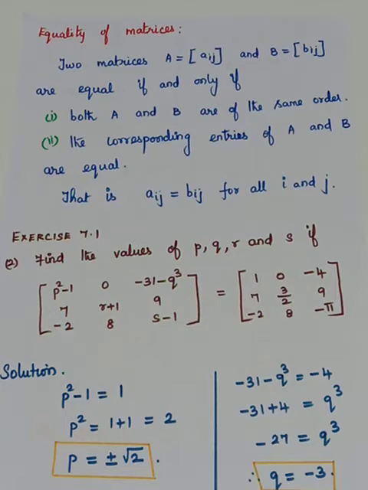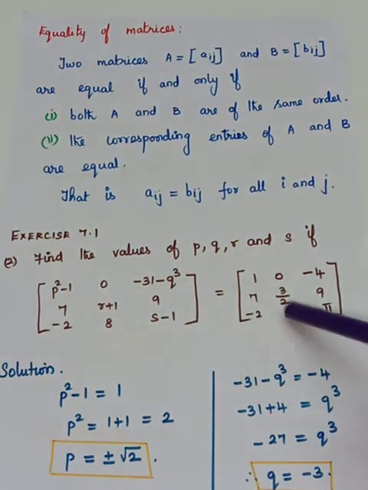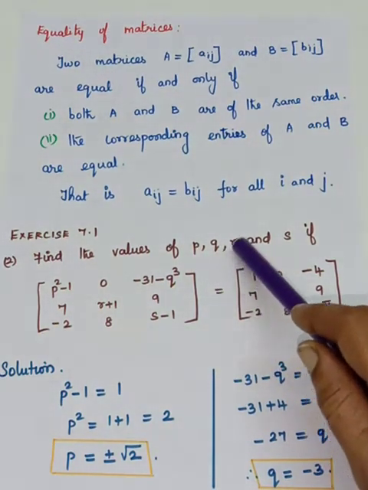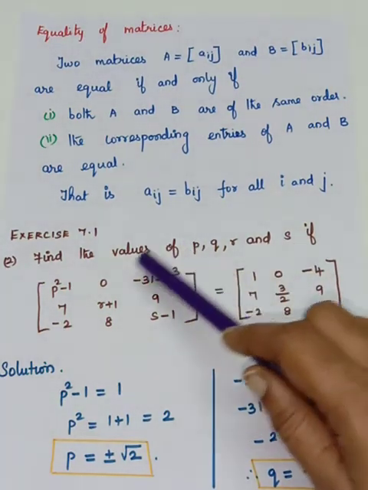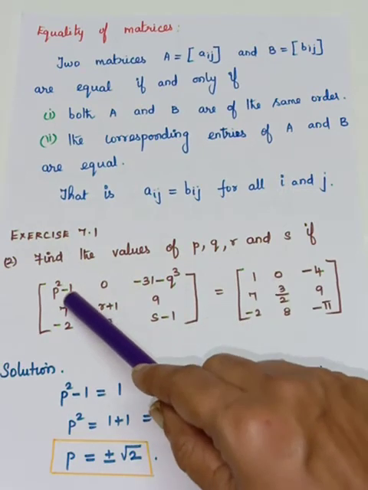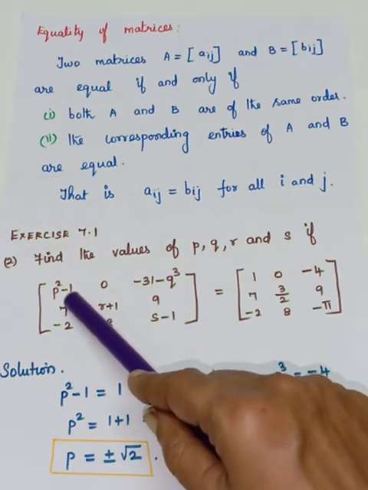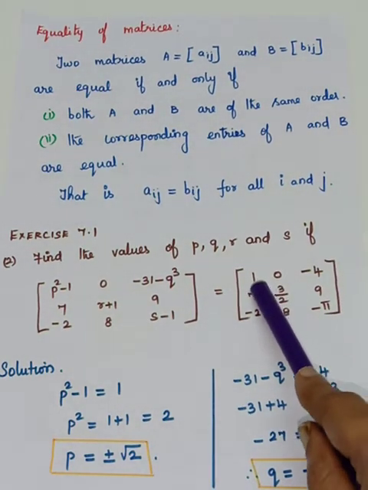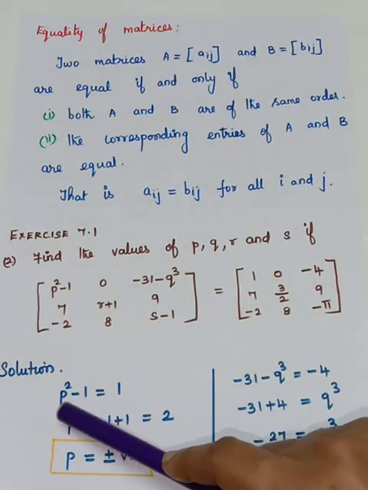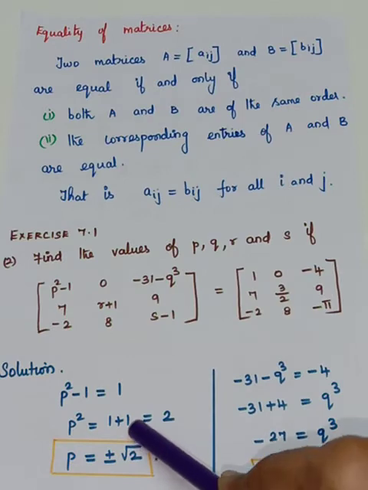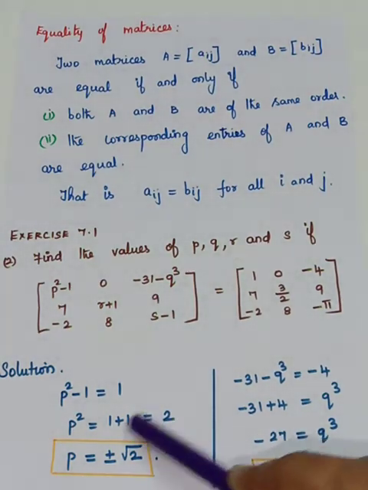It is given that these two matrices are equal, so the corresponding entries should be equal. From that, we are going to find the values of P, Q, R and S. Where the P term is, here you are having P squared minus 1. This is the element present in the first row, first column. In this matrix, what is the element present in the first row, first column? 1. Therefore, P squared minus 1 is equal to 1. Minus 1, when you bring it to the next side, is plus 1. So P squared is equal to 2.